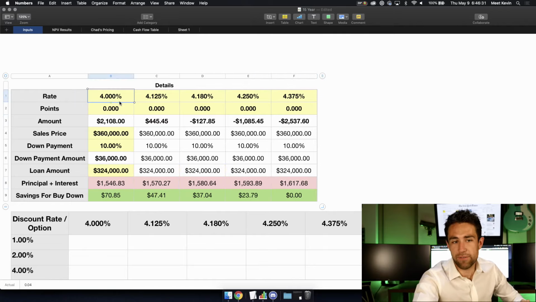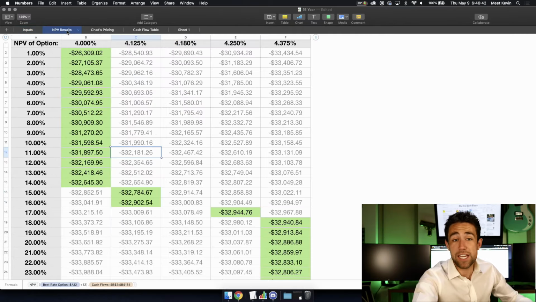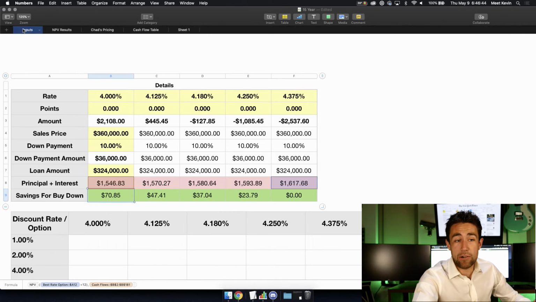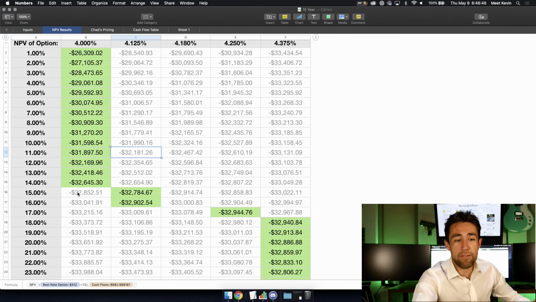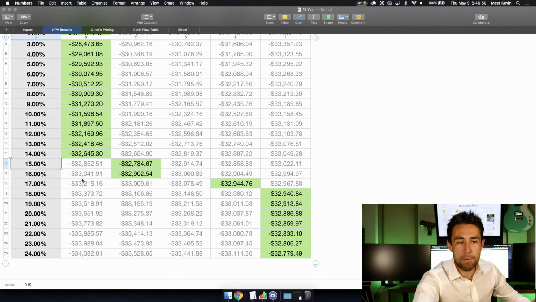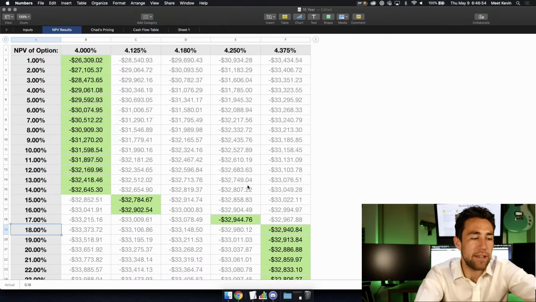So what you'll see is when you take the 4% rate, you're paying more money, but you're saving $70 per month, right? So the calculator works in that it says, well, if you're saving $70 per month for the next 15 years, to get a better deal with a higher interest rate, you'd have to be able to make more than 15% on your money. Possibly even as much as 18% to be a little safer. Now I'll show you something different.